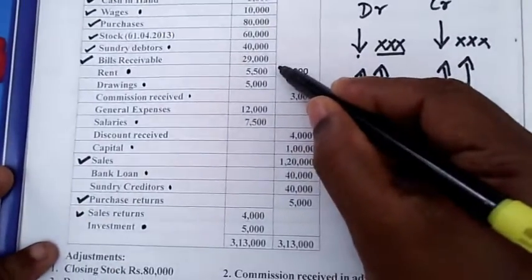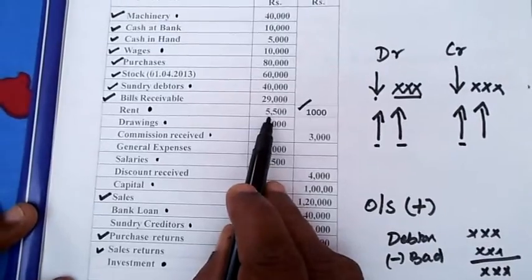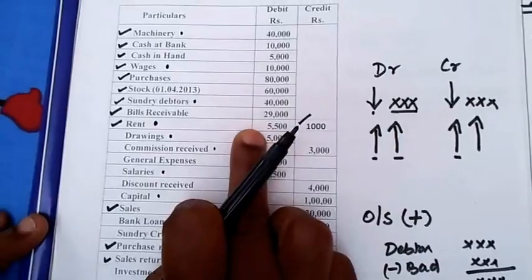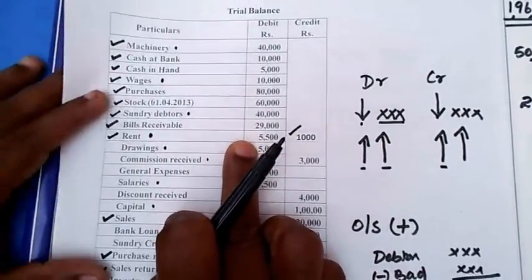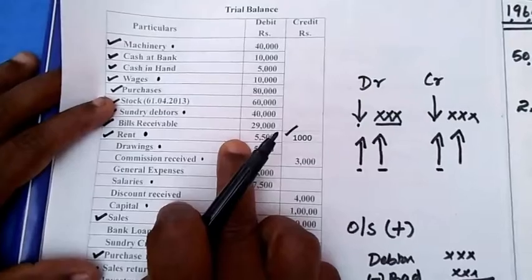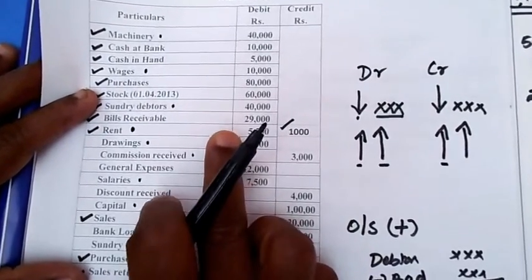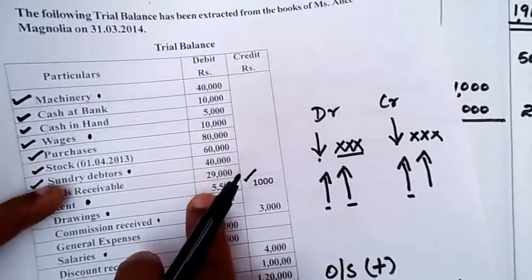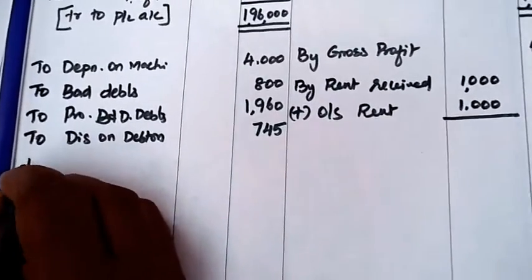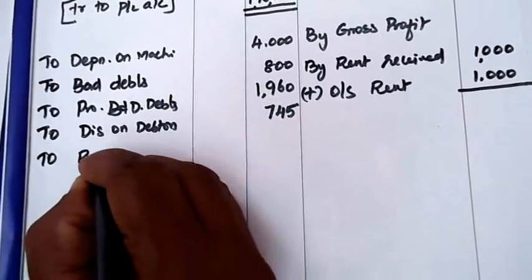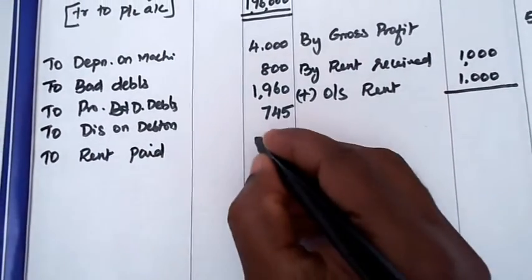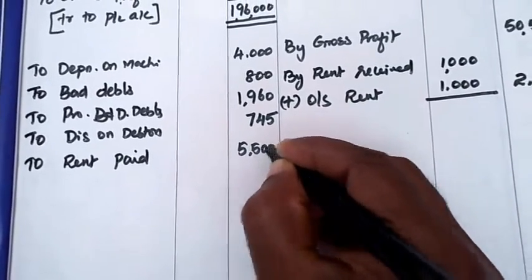Then come to the problem. Again, this entry is rent, 5,500. It is an expense. So just enter this amount under the debit side of the P&L account. Why? Because the profit and loss account is just like a nominal account where we record all expenses and losses. But there is no adjustment regarding rent paid. Directly you can enter this amount on the debit side of the profit and loss account, outer column. Rent paid, how much? 5,500.